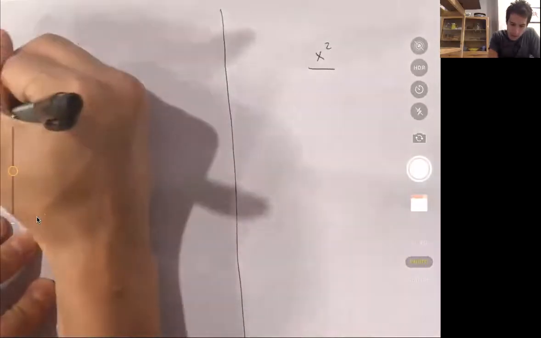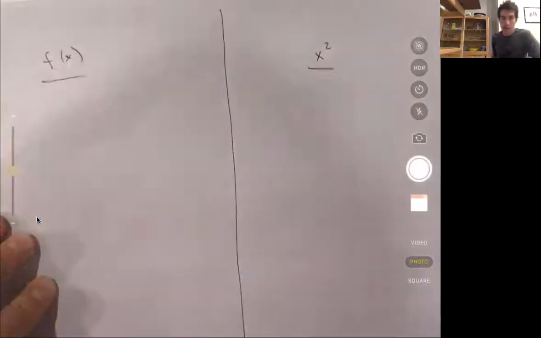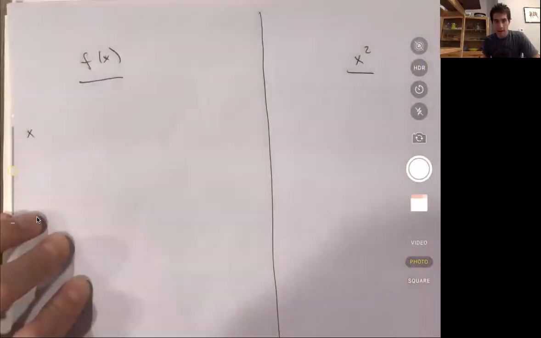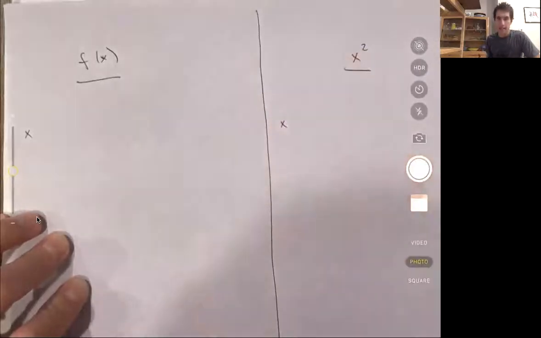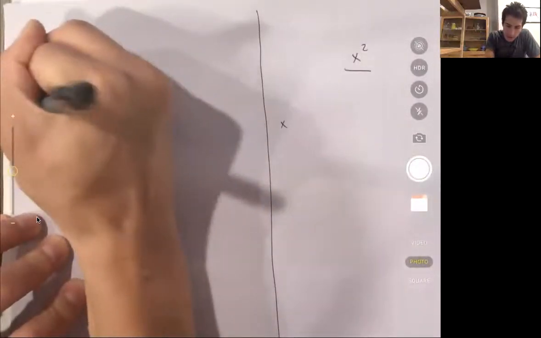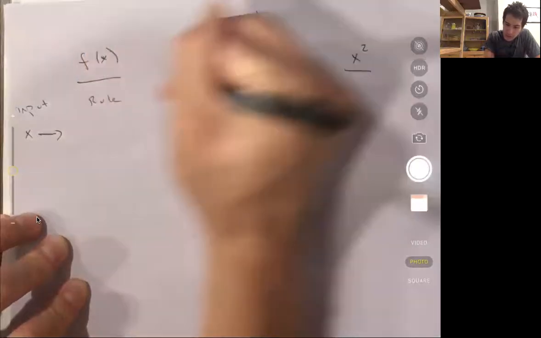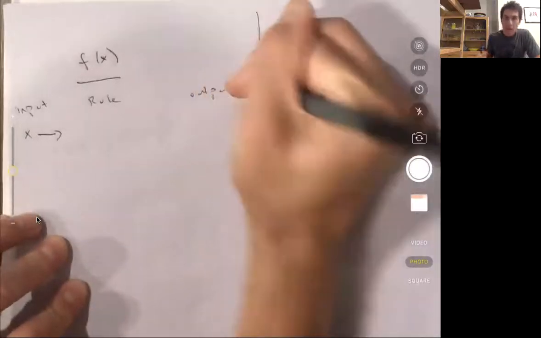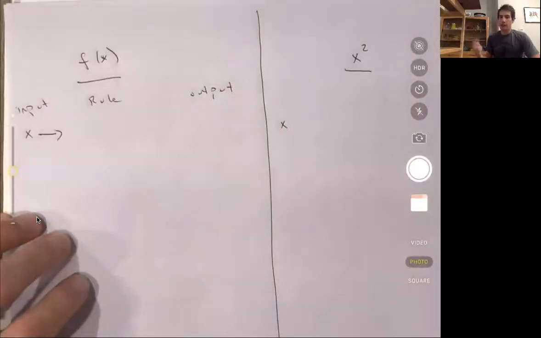So the input is x. And same thing here, the input will be x. The rule is going to be, I take the derivative, so let me write this as input, this is the rule, and this is the output. So the rule is going to be to take the derivative at x.